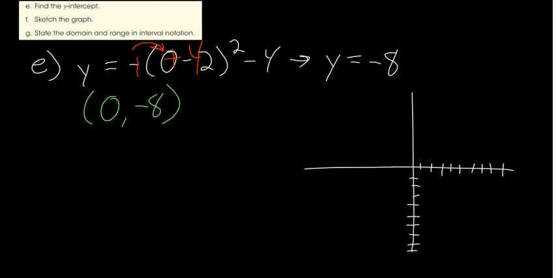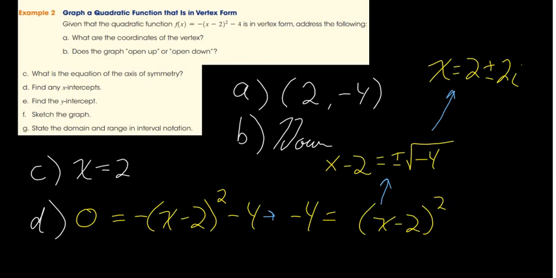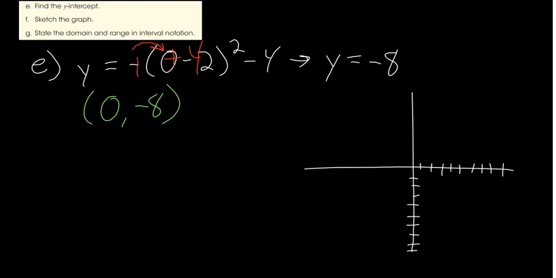5, 6, 7. Okay. Anyway, so let's sketch this graph. Starting from A, we see that we have a vertex at (2, -4). So we're going to go over 2 and down 4. So 1 over, 2, then 1, 2, 3, 4. So about right here is my vertex. I know that it opens down, so it's going to look something like this. So we're going to open downward.